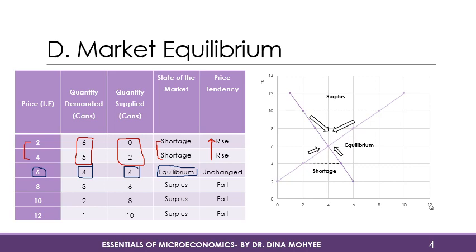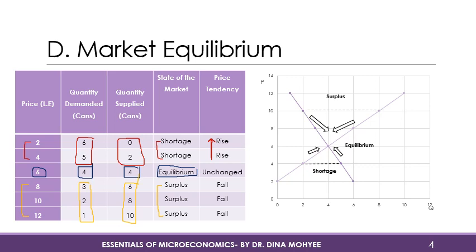Alternatively, at any price higher than the equilibrium price, we can find that the quantity demanded falls short of the quantity supplied, or the quantity supplied exceeds the quantity demanded. This state is called a surplus in the market. What do we mean by a surplus in the market?